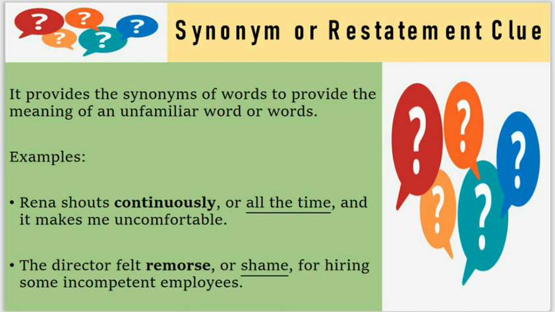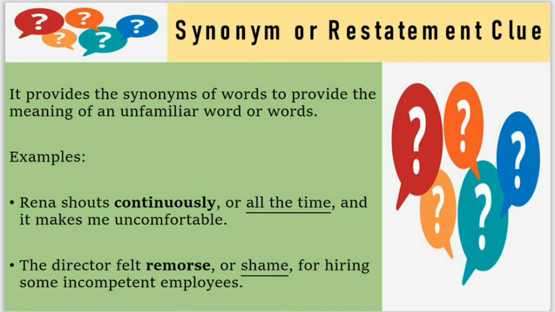There are different types of context clues. First one of them is synonym or restatement clue. It provides the synonyms of words to provide the meaning of an unfamiliar word or words. Example: Rina shouts continuously or all the time, and it makes me uncomfortable.